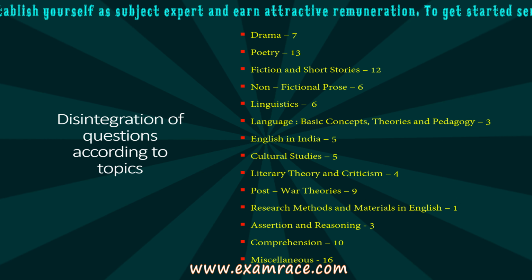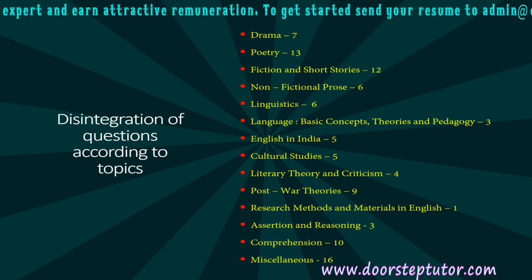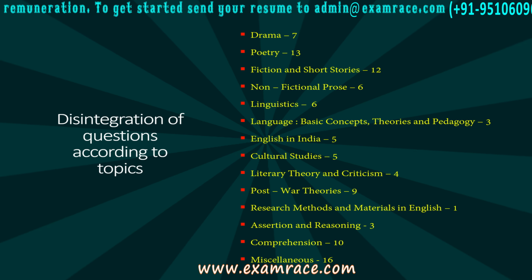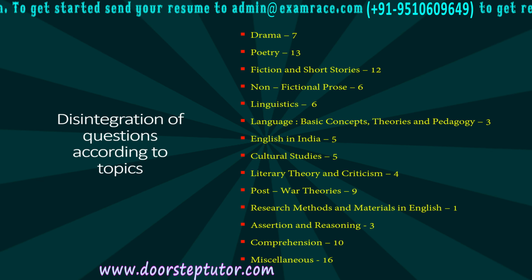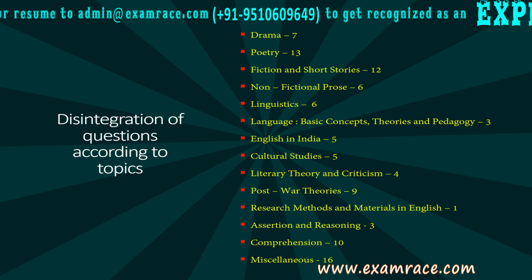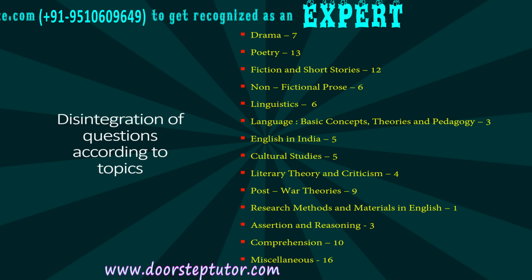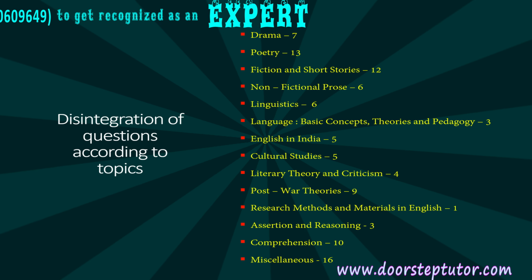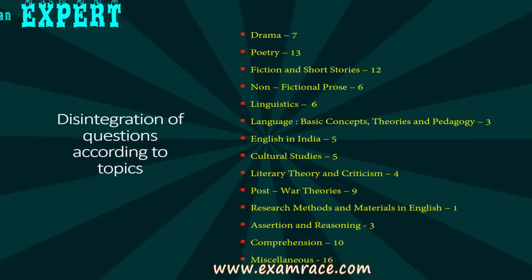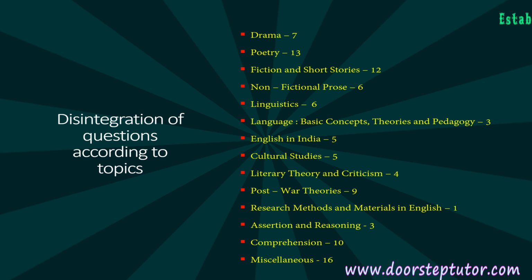Now we all know that the syllabus of UGC NET English Literature has 10 topics, which are drama, poetry, fiction and short stories, non-fictional prose, linguistics, language, basic concepts, theories and pedagogy, English in India, cultural studies, literary theory and criticism, post-war theories, research methods and materials in English, and comprehension. Now, I have put a separate topic, miscellaneous, which contains the questions which had an overlap between 2 or 3 topics.